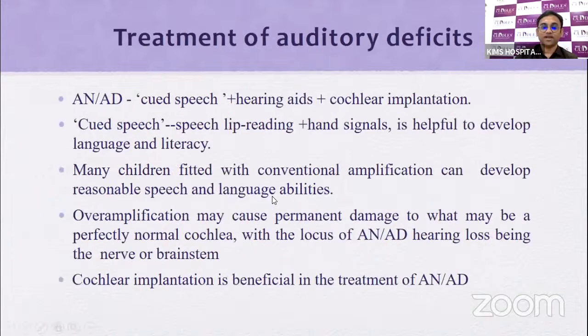The auditory defects can affect speech, such as auditory dyssynchrony and auditory neuropathy. We can use acoustic speech, where speech, lip reading, and hand signals can help in better language and literacy in the babies. Many children who are fitted with conventional amplification can have reasonable speech and language abilities, but we should not do over-amplification as it can lead to permanent damage to the cochlea.